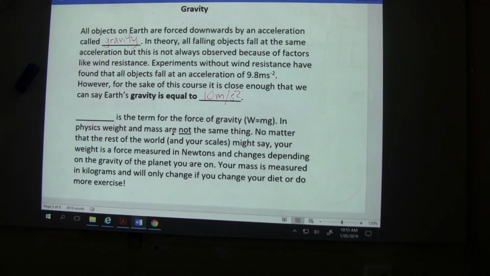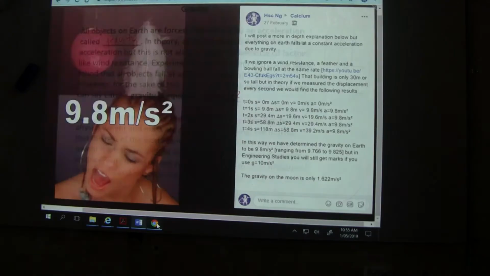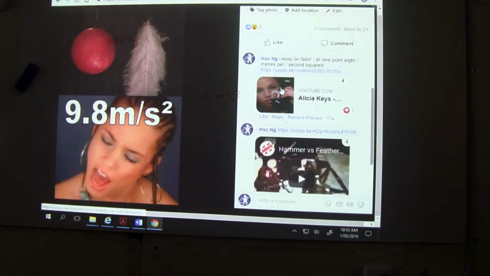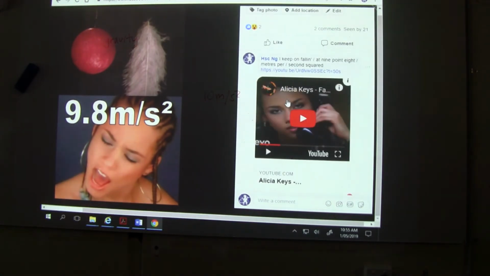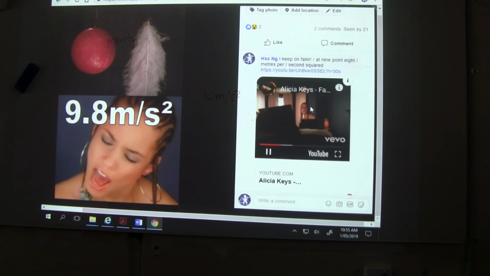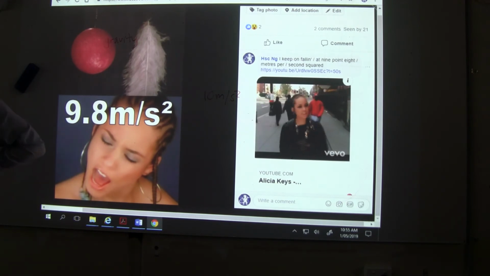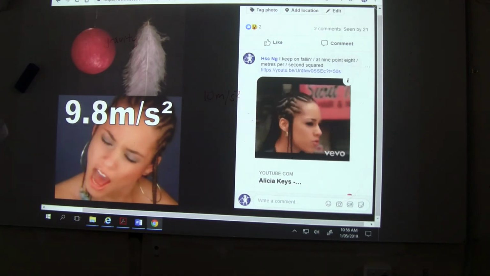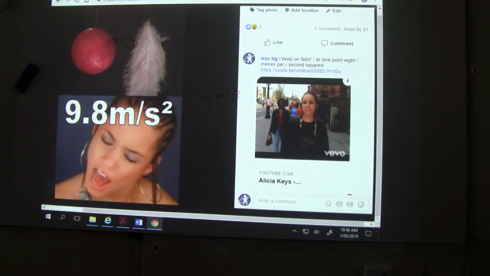But if you want to remember the exact number, and this will help you for physics maybe, I have a song based on Alicia Keys that she talks about falling, and Alicia starts with A, and gravity is an acceleration. So we could say A is equal to 9.8 meters per second. Keep on falling at 9.8 meters per second squared. I don't have anything for the second line.